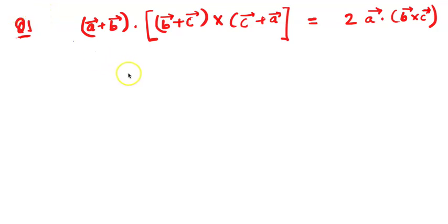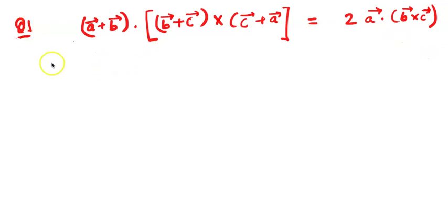Okay, so let's solve a quiz related to cross product. Question 1 says we need to prove that a vector a plus b, when dot product with a vector b plus c plus a, gives you 2 times a dot b cross c. How do you solve this problem?